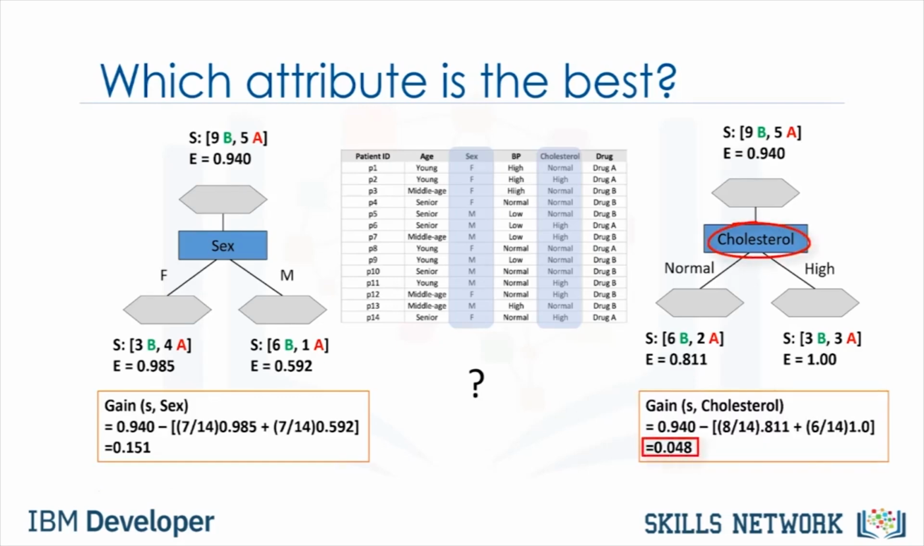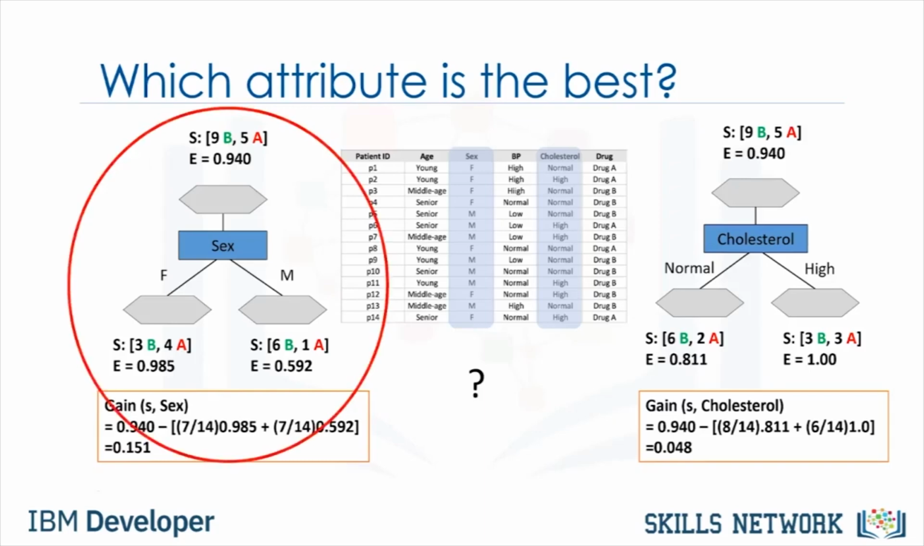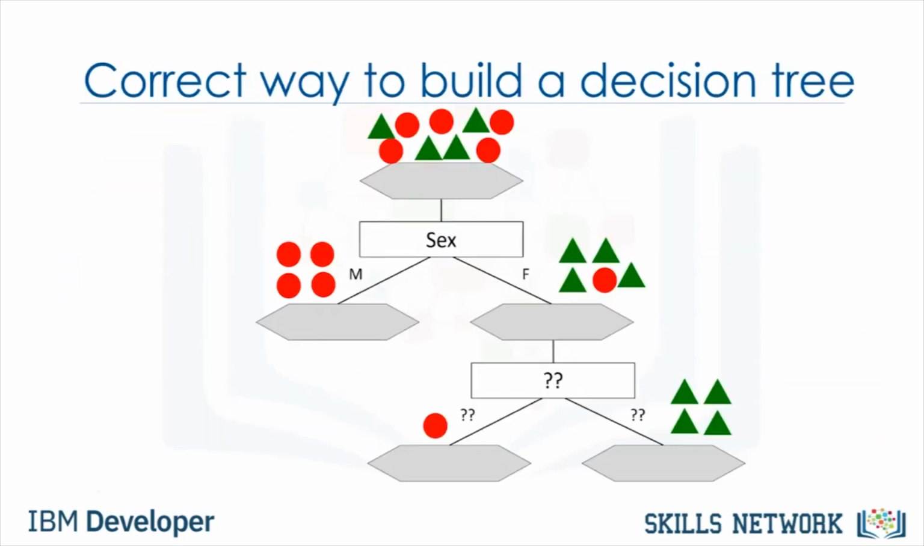It is 0.48. Now, the question is, which attribute is more suitable? Well, as mentioned, the tree with the higher information gain after splitting. This means the sex attribute. So, we select the sex attribute as the first splitter.